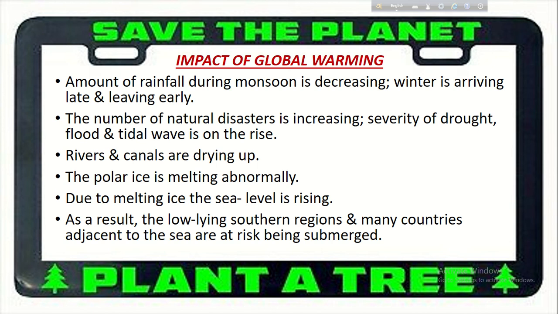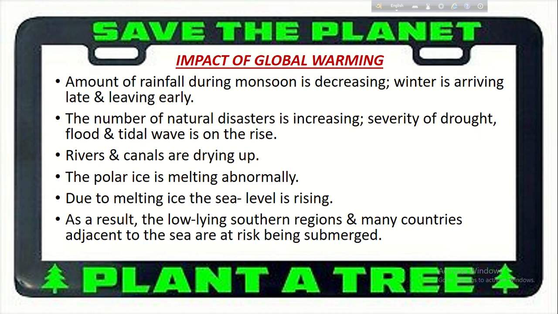The polar ice is melting abnormally due to the increase of the temperature of the Earth's atmosphere. Due to melting ice, what happened? The sea level is rising. As a result, the low-lying southern regions and many countries adjacent to the sea are at risk of being submerged. Dear learners, as the sea level of the southern part of our country is rising due to global warming, what happens? Seawater will enter the coastal areas, and you know seawater contains saline water. Due to salinity, trees and forests, fisheries and crops will be massively ruined, and this situation is already evident in our country Bangladesh.